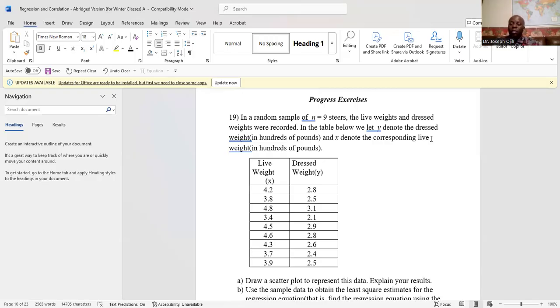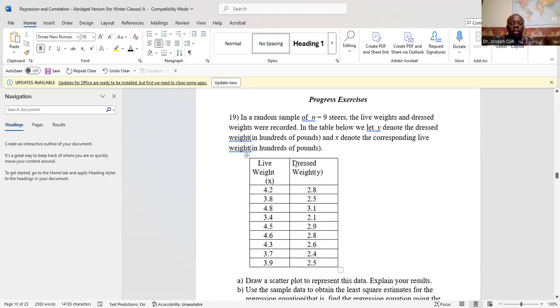Now the dressed weight will be the weight after it had been slaughtered and then bones were removed, skins were removed, and then they put them in the packages that you buy from the store. So the weight after it was deboned and everything. In the table below, we let Y denote the dressed weight.